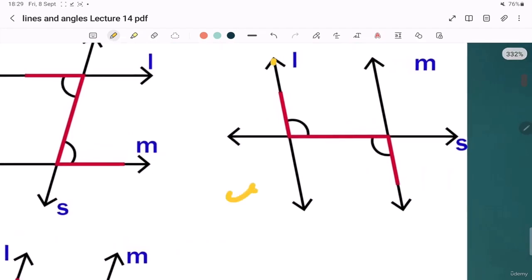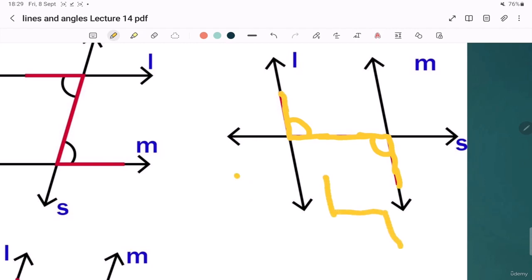In this figure, these two lines are parallel lines and this is the transversal. This angle is like this and this angle is like this. Now join them, you will get something like this. This is the letter Z. So therefore these two angles are alternate interior angles.